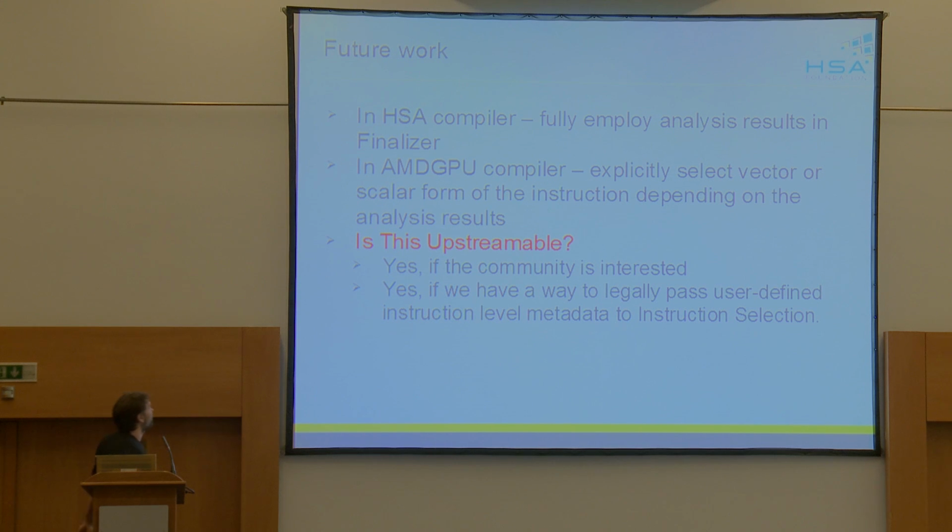And the last slide is about future work. We have an idea how to fully employ the analysis result in our proprietary compiler that compiles HSAIL to GPU ISA. Now we have an upcoming new product, the AMD GPU compiler, that is fully LLVM based and will generate GPU ISA directly from the LLVM IR. And for this compiler, we decided to select explicitly vector or scalar form according to attributes.